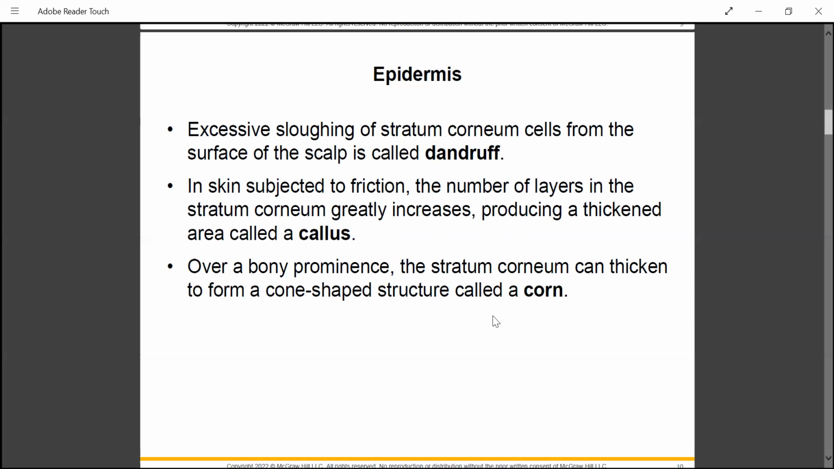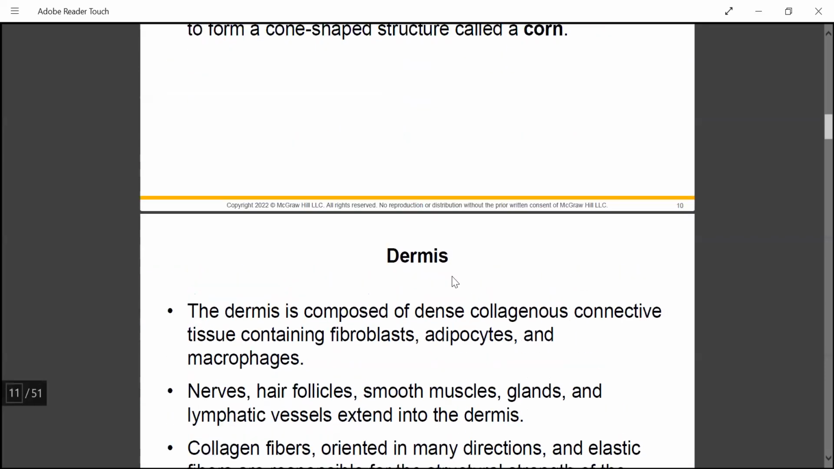So for those of you that lift weights or lift things in your career field often, you'll notice that you get calluses in the areas that are having the most pressure, and that's your skin trying to protect the most vulnerable areas. And then over a bony prominence, sometimes you'll hear about a thickening, like a common one is a big toe joint, where someone will get a corn, and those sometimes can be quite uncomfortable.